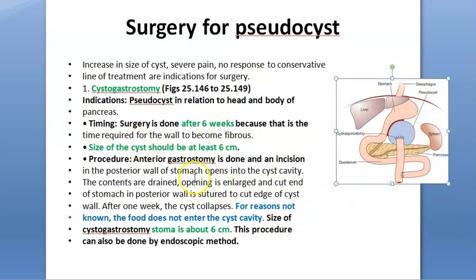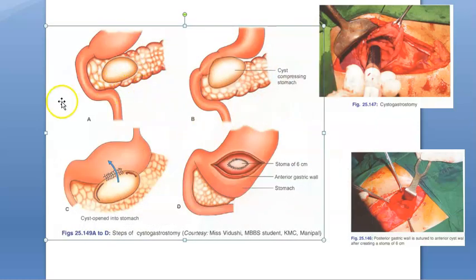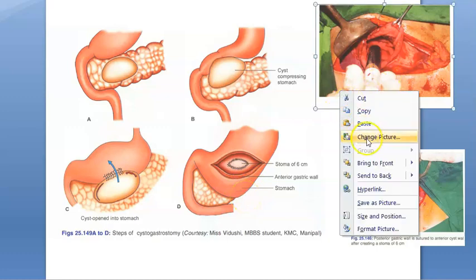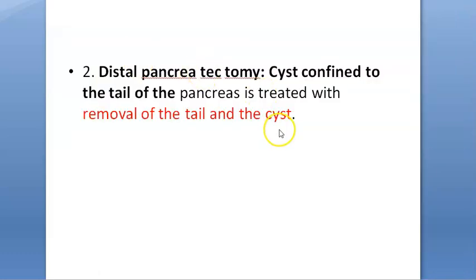Then here they are showing you the cyst which is compressing the stomach. Then they have opened the cyst and they have opened it into the stomach. The stoma should be 6 centimeter. This is the anterior gastric wall and this is the stomach. And here they are showing some surgery images if you want to look at. CystoGastrotomy. Okay, that's fine.